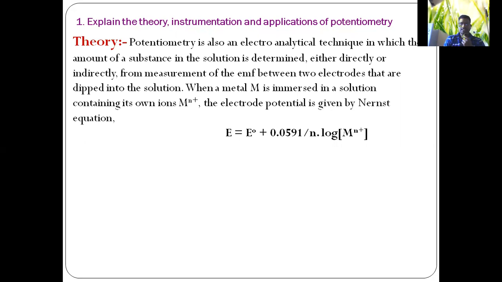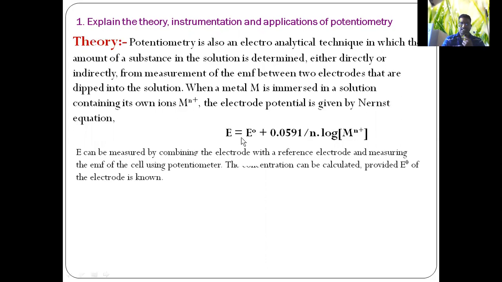When a metal M is immersed in a solution containing its own ions M^n+, the electrode potential is given by the equation from the first session. So what is the equation here? E = E° + (0.0591/n) log [M^n+]. Then what is E and what is E°?